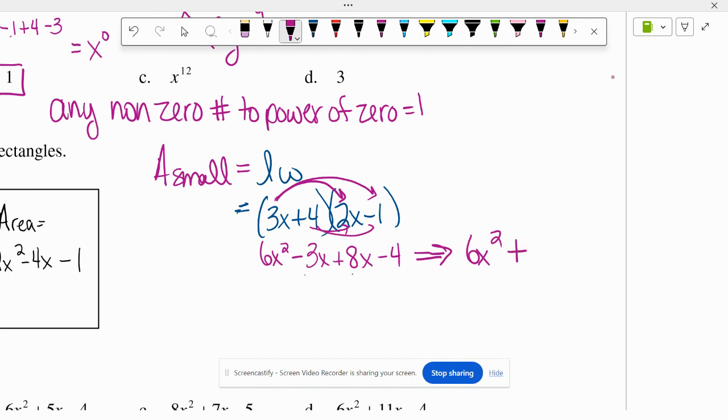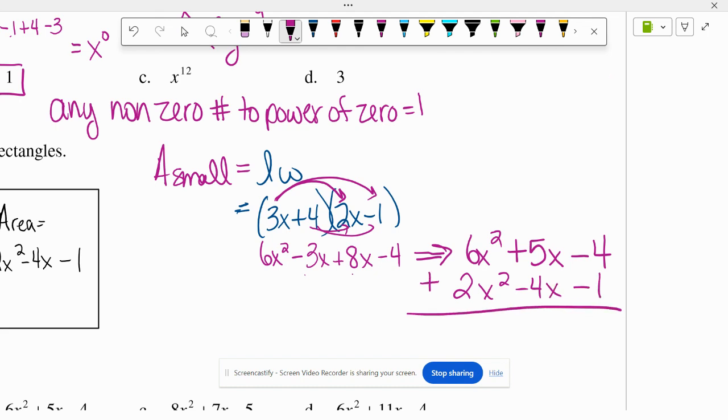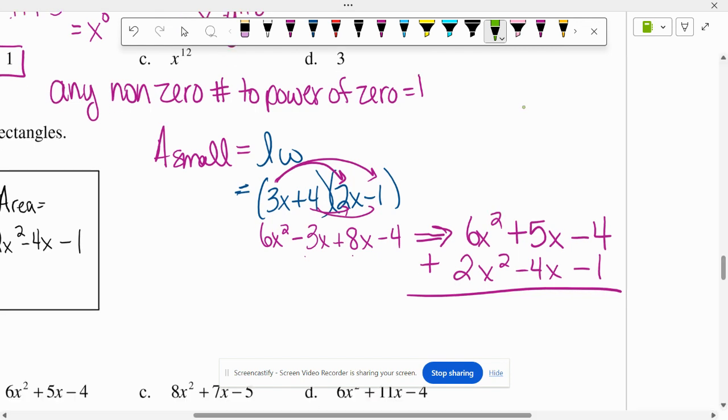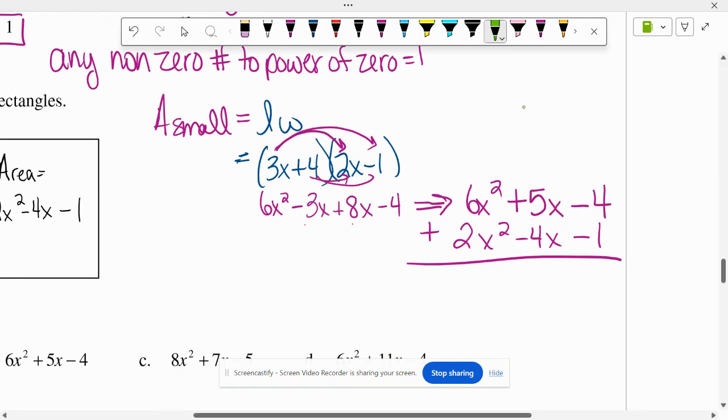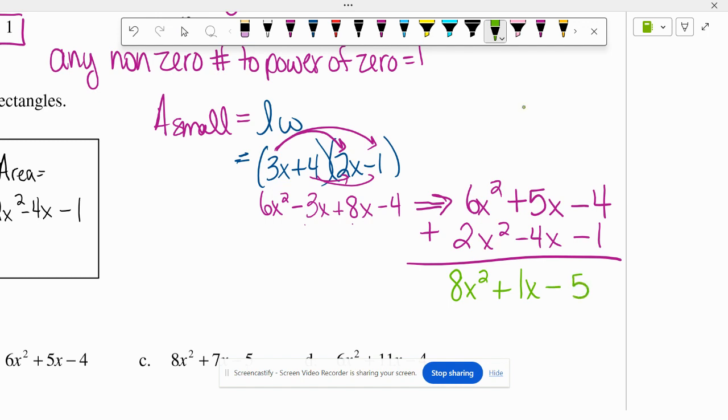Negative 3 plus 8 is? Minus 4. And then to that, we're going to add the area of the large, which is 2x squared minus 4x minus 1. So we are adding these, Bailey. So tell me what you get when you add all those together. 6x squared plus 2x squared is? Positive 5 minus 4 is? Negative 4 and negative 1 is? Awesome. Good job.